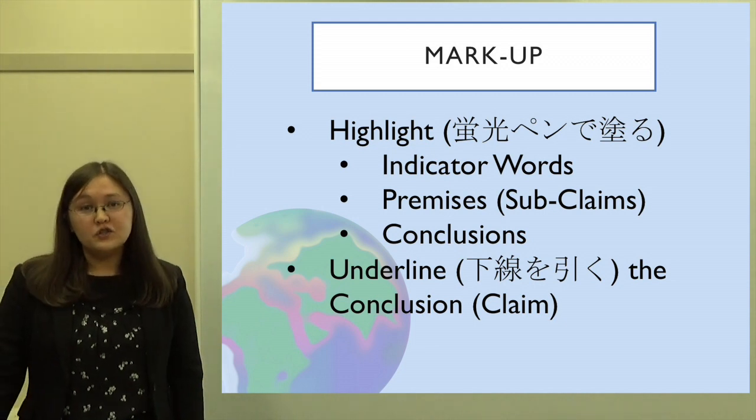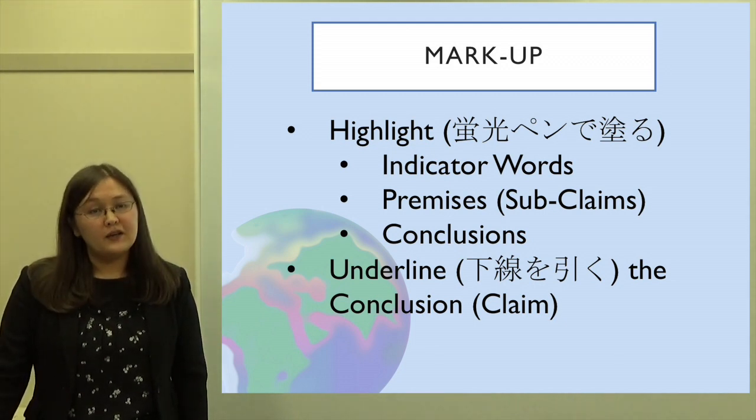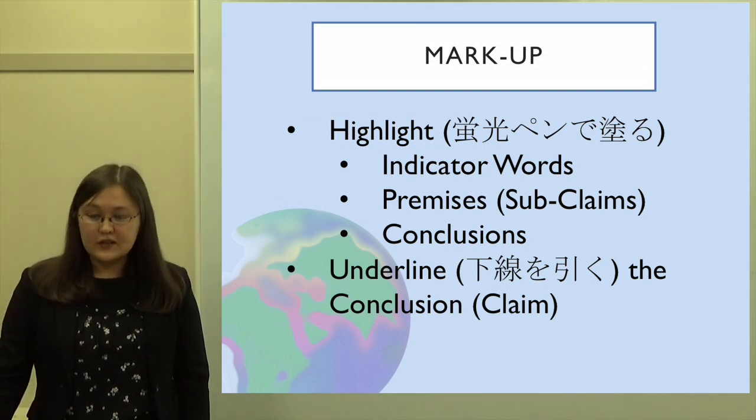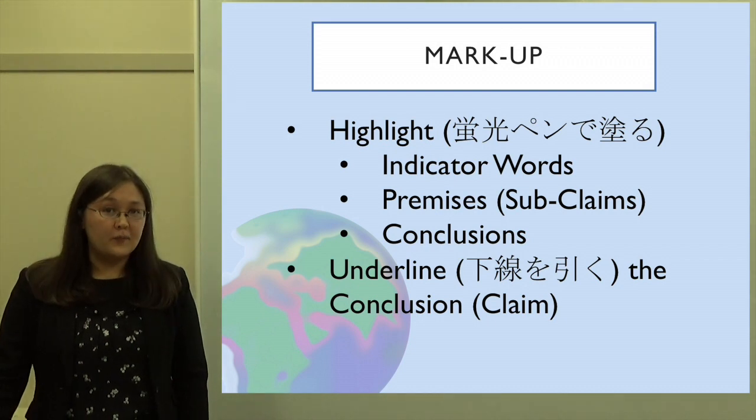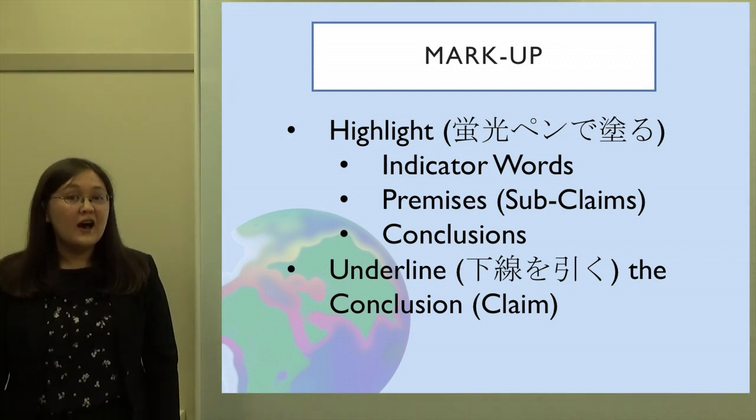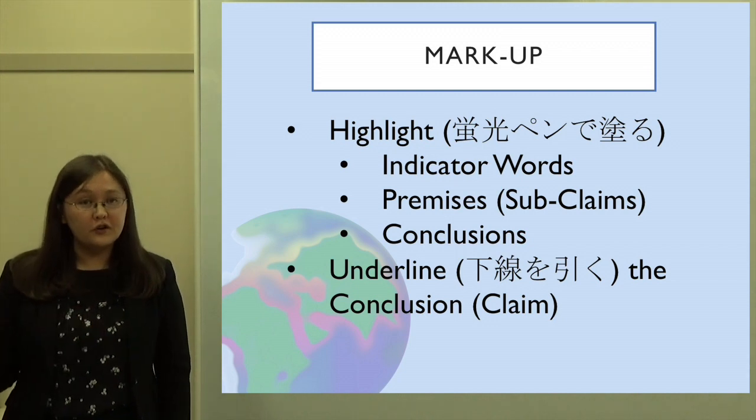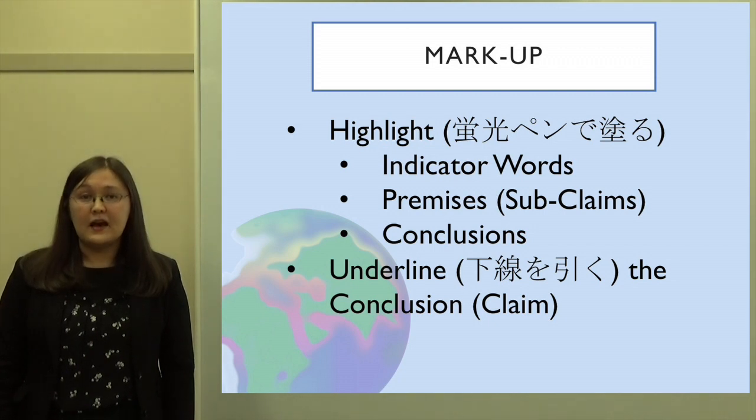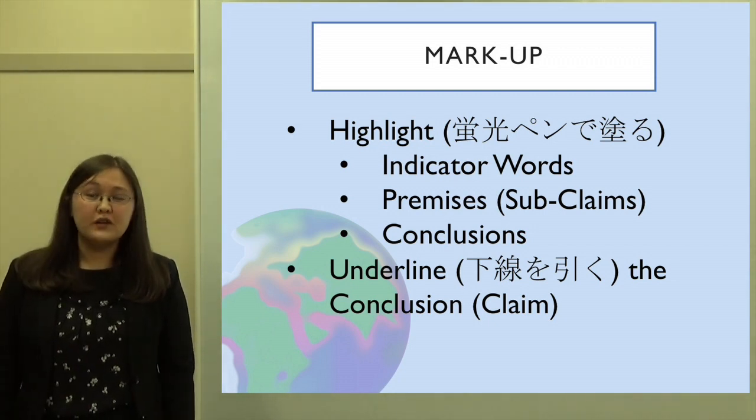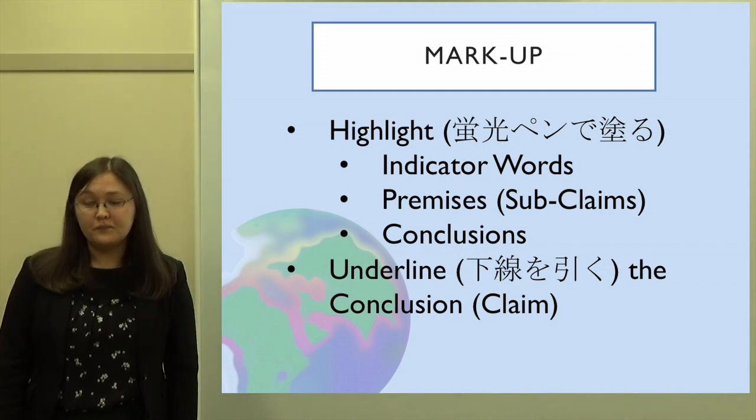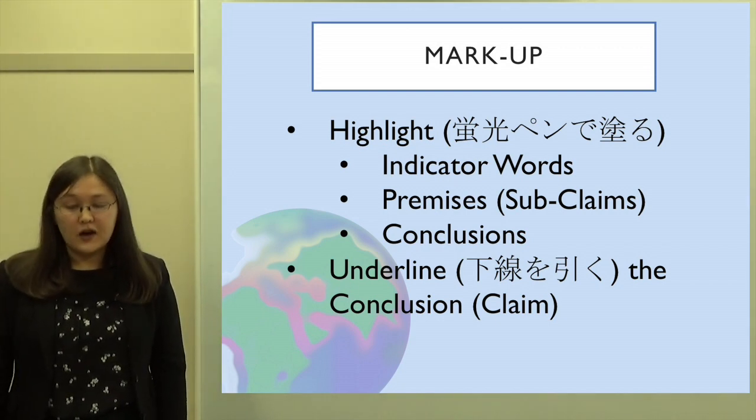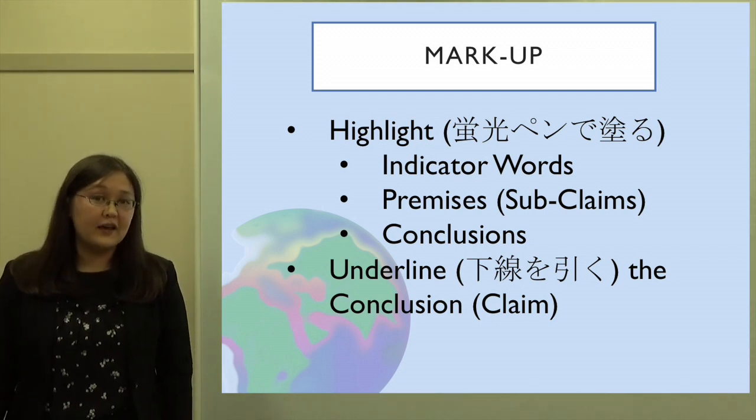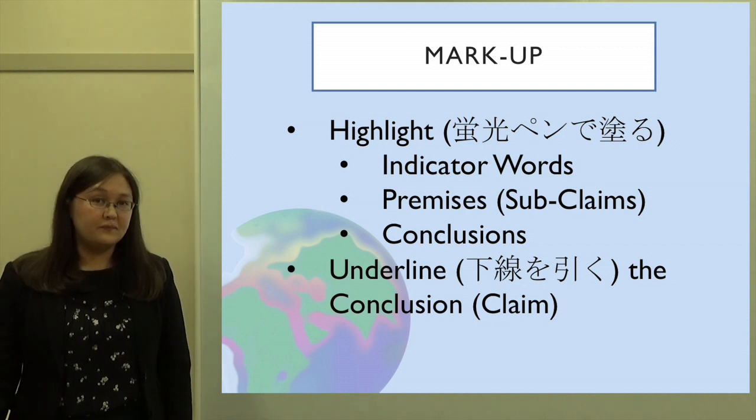I strongly recommend doing markup when you are reading anything for your research materials. So let's take a look at some examples of markup. Markup can be highlighting with a highlighter marker, or you can use a colored pen with different kinds of ink. I recommend you need at least 3 different colors, but you can use more. And you need to do underlining so that you can easily find the main conclusion again when you look at that piece of writing later on.